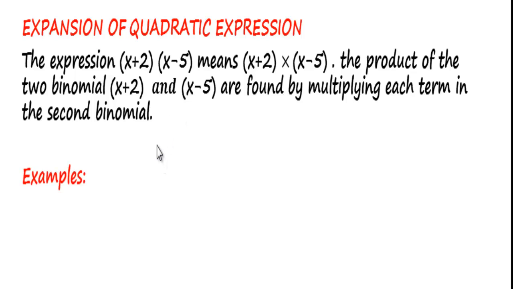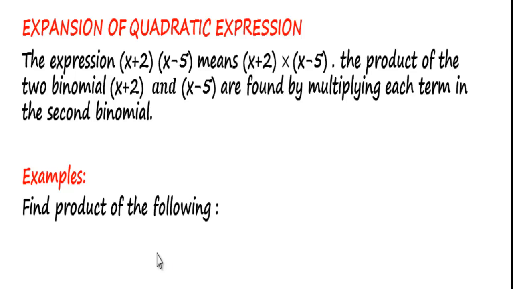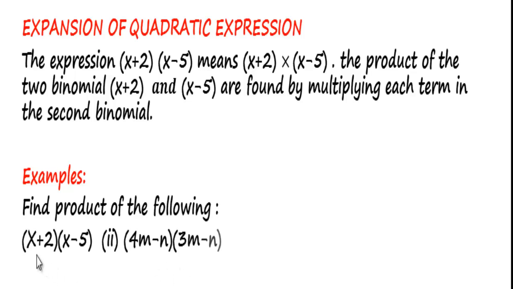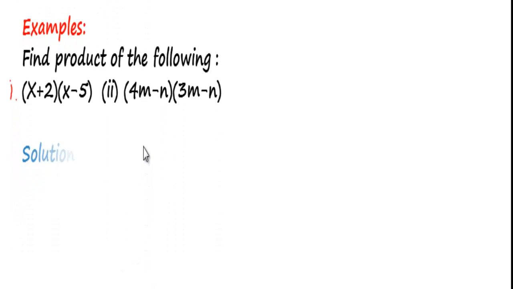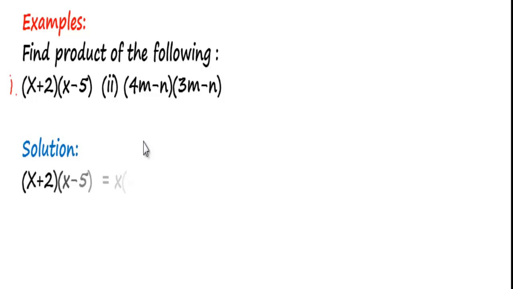Now let's go to examples. Find the product of the following. Number 1 is open bracket x plus 2 close bracket open bracket x minus 5 close bracket, and number 2 is this one. Now solution. Number 1, x plus 2 and x minus 5. Now this is what we are going to do.